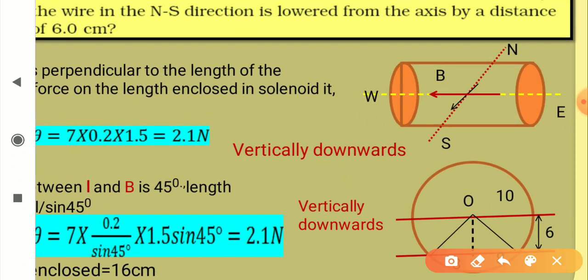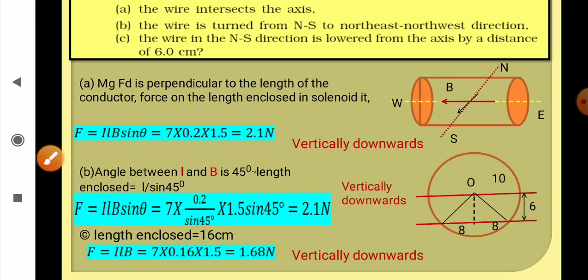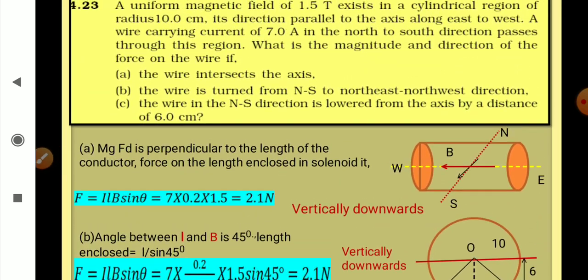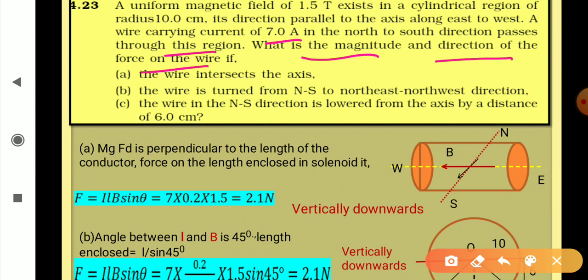I have shown this wire from north to south direction. The current is from north to south direction, right? And then the wire passes through this region. What is the magnitude and direction of the force on the wire if the wire intersects the axis?